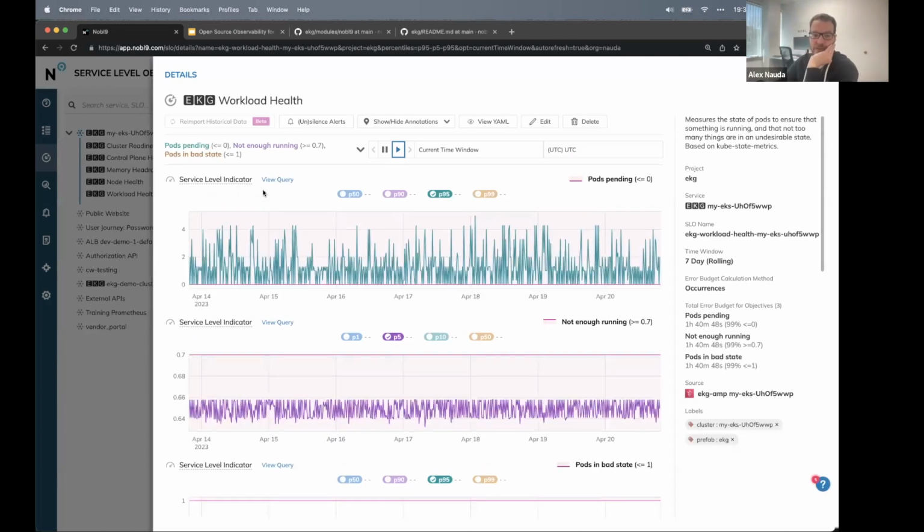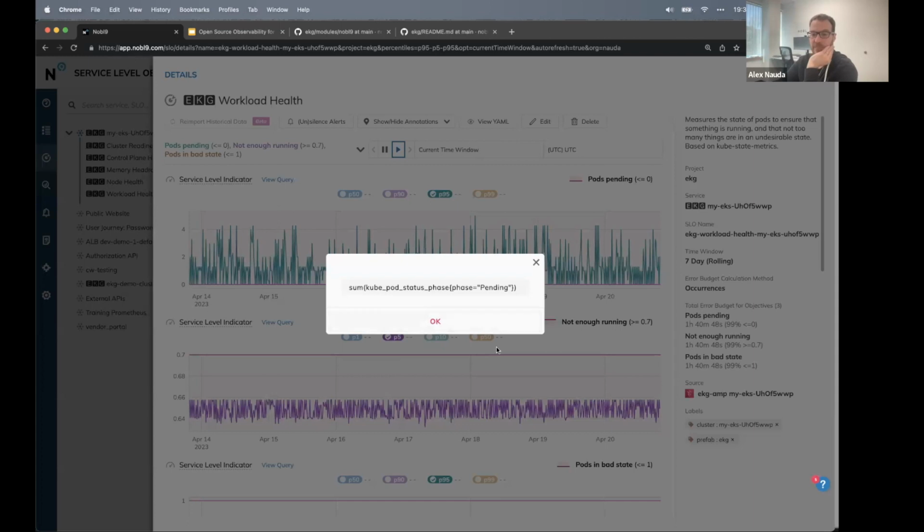The first one is, I want to make sure that I don't have a lot of pods, and this is all using kube state metrics. I want to make sure that I don't have a lot of pods that are in a pending state. I think you all know what this looks like. Pending state means it can't be scheduled, right? Something is wrong. It's short of resources, or there's something else wrong that's preventing that thing from running.